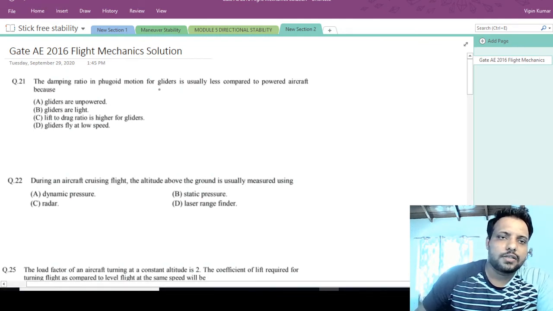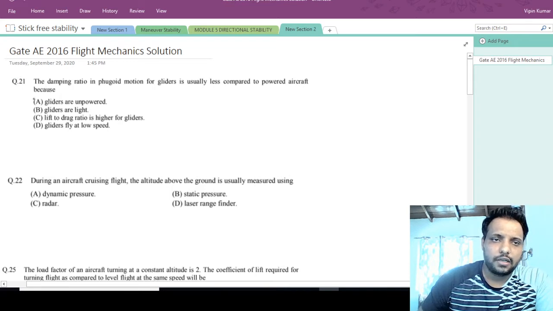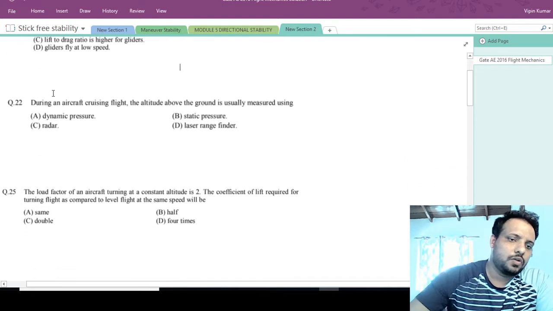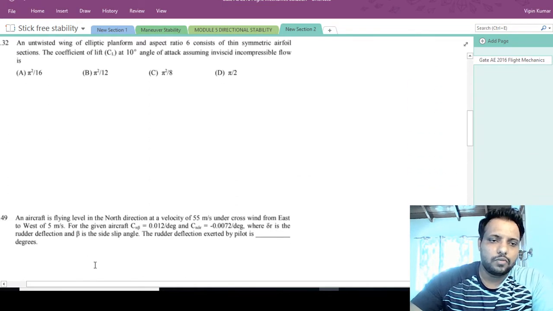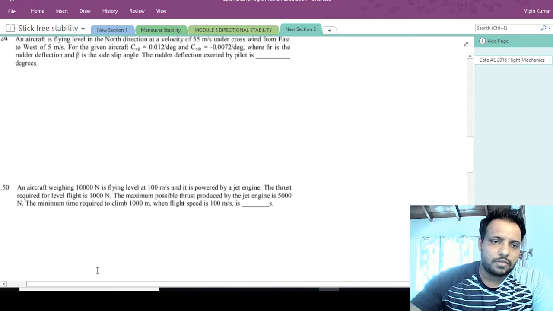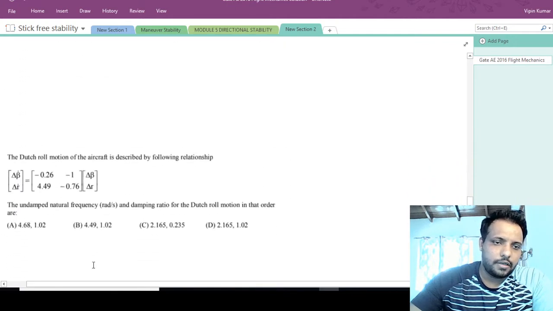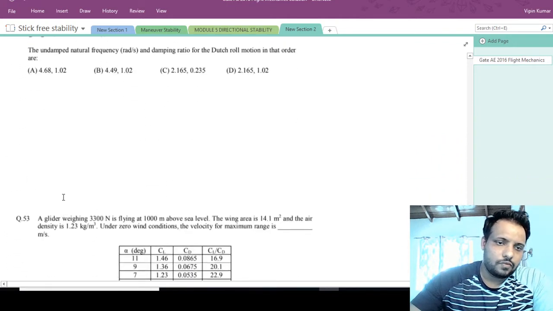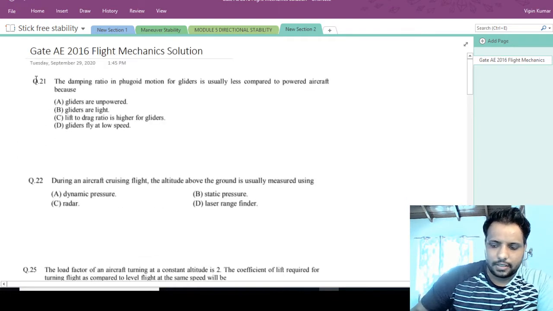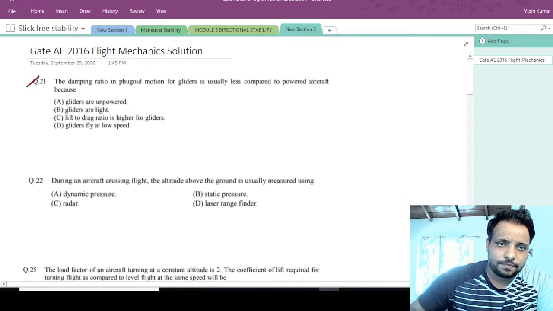So here you can see I have collected numerical problems from GATE Aerospace 2016 for the flight mechanics. So question number 21, 22, 25, 32, 49, question number 50, 51, and 52. So let us start with question number 21.